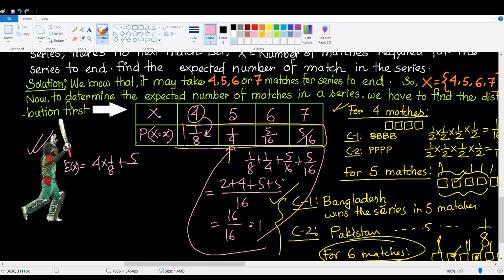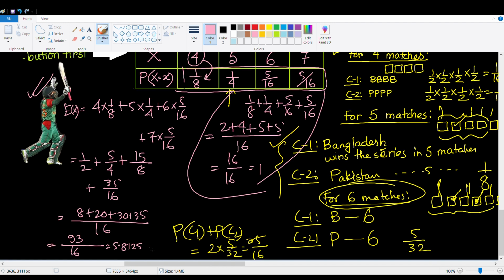Plus 5 times 1 by 4, 6 times 5 by 16, plus 7 times 5 by 16. So this is the expected number of matches till which the series is supposed to last. So 5.8125. The prediction says that on average, such 7 match series are supposed to last for 5.8125, which is nearly 6 matches.